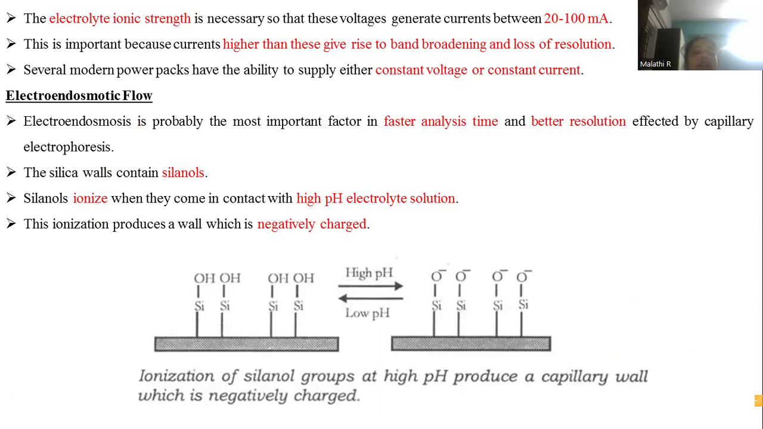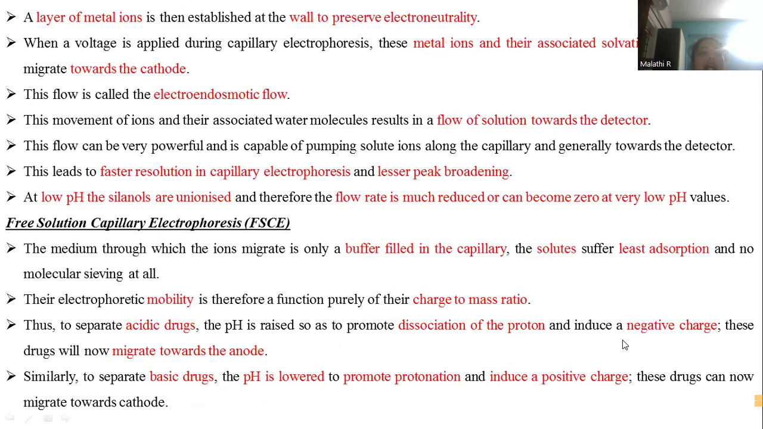Electroosmotic flow. Electroosmosis is probably the most important factor in the fastest analysis time and better resolution affected by capillary electrophoresis. The silica wall contains silanols. The silanols ionize when they come in contact with high pH electrolyte solution. This ionization produces a wall which is negatively charged. So as seen in the diagram, the silica which has OH group will be ionized so that we produce the negative charge. A layer of metal ions is then established at the wall to preserve electroneutrality.